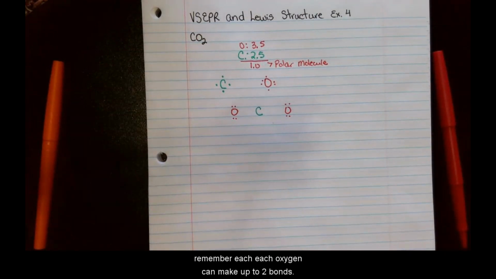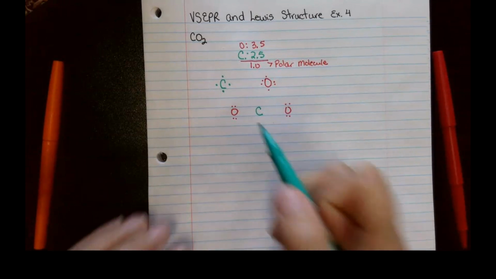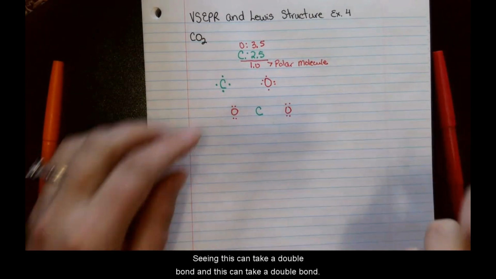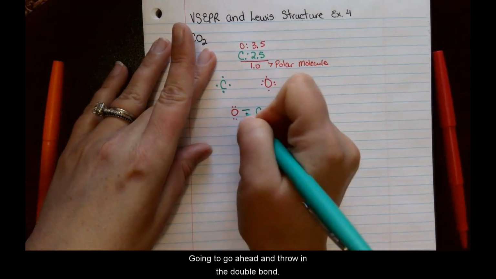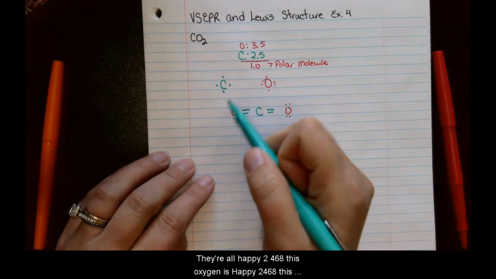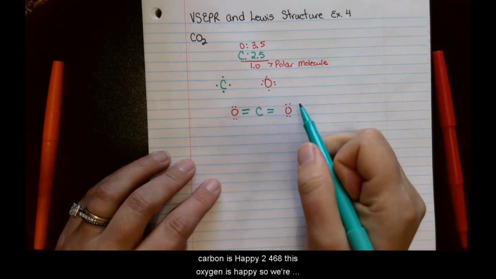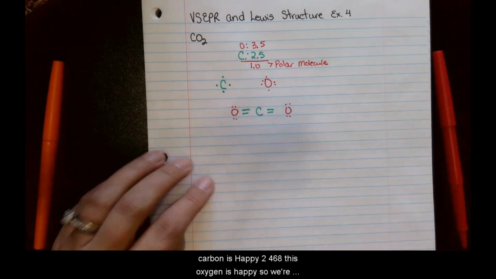Now remember, each oxygen can make up to 2 bonds, 2 single or 1 double, and each carbon can make up to 4 bonds: 4 single, 2 doubles, 1 triple and a single, or 2 singles and a double. But seeing this can take a double bond and this can take a double bond, we're just going to go ahead and throw in the double bonds, and then we can count. See if they're all happy. 2, 4, 6, 8. This oxygen is happy. 2, 4, 6, 8. This carbon is happy. 2, 4, 6, 8. This oxygen is happy.